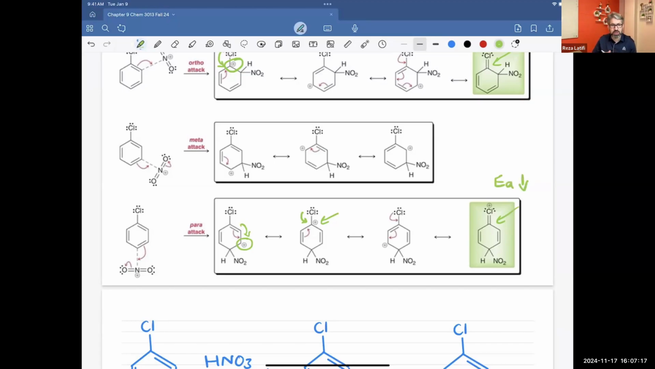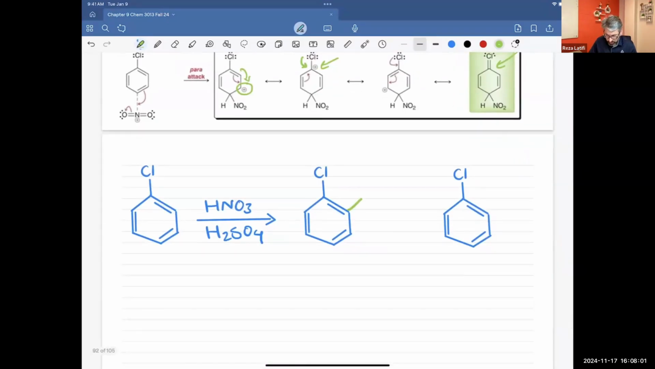How about the meta addition? If we attack through the meta position, the positive charge will not show up on this carbon, regardless of how many resonance structures you draw, and you cannot bring the positive charge onto that carbon. And because it doesn't show up there, halide cannot help carbon to stabilize the positive charge. And because that cannot happen, activation energy will go up and the reaction will be slower. So addition through the meta position is not favored. Okay, this one is not favored, and this is the reason that we get really low product from the meta.